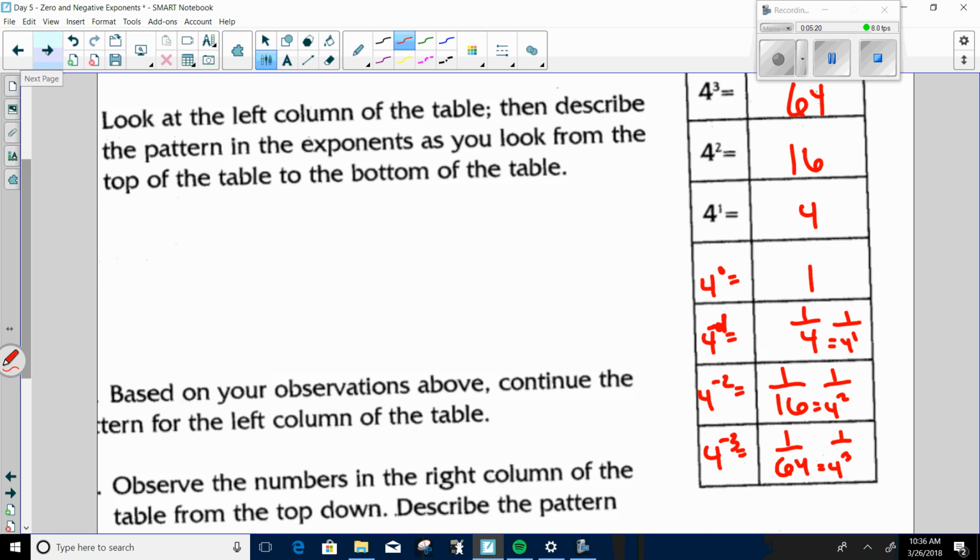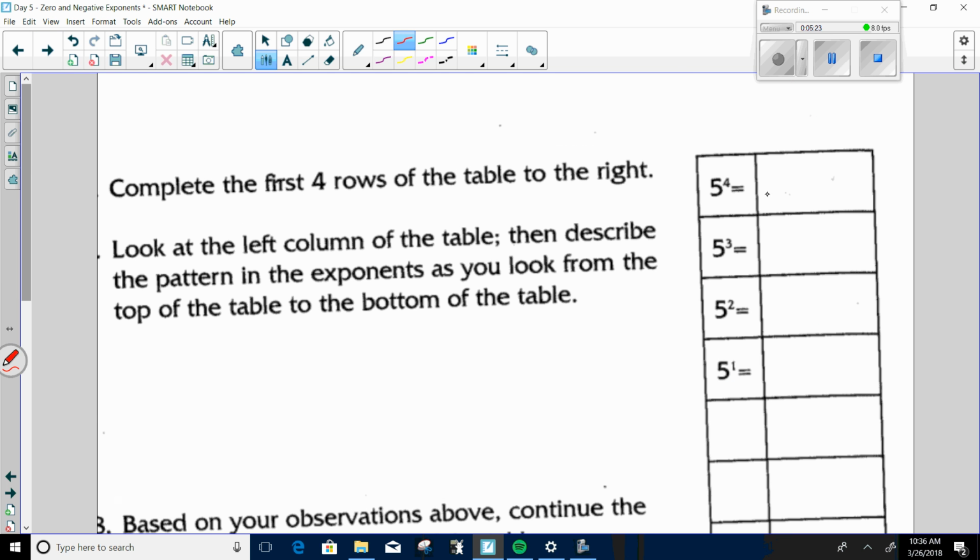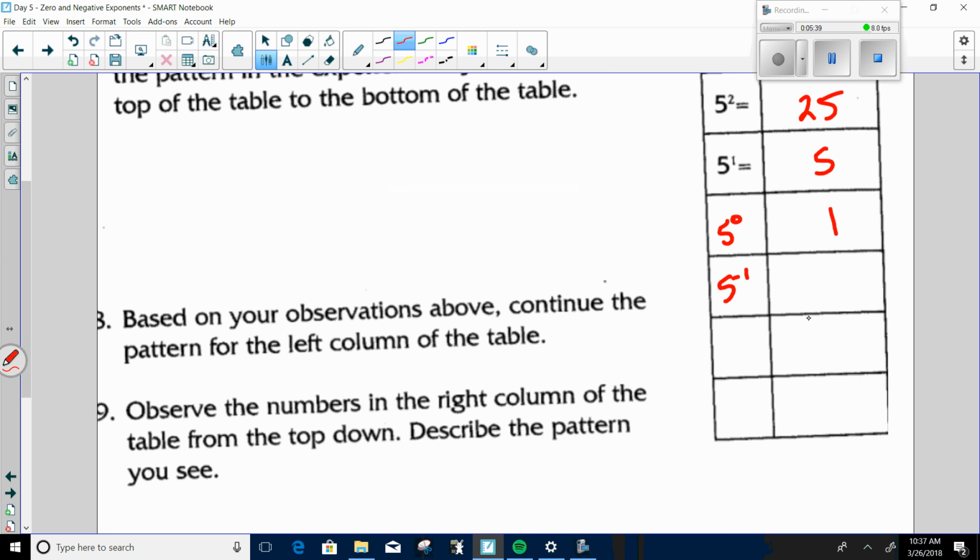Okay? So let's look at this one. 5 times 5 times 5 times 5 is 625. 125, 25, 5. And then you get 5 to the 0 would be 1. 5 to the negative first would be 1 over, move 5 to the bottom, to the first power would be 5 to the first. 5 to the negative second would be 1 over 5 squared, which would be 25. 5 to the negative third would be 1 over 5 to the third, which is 125.